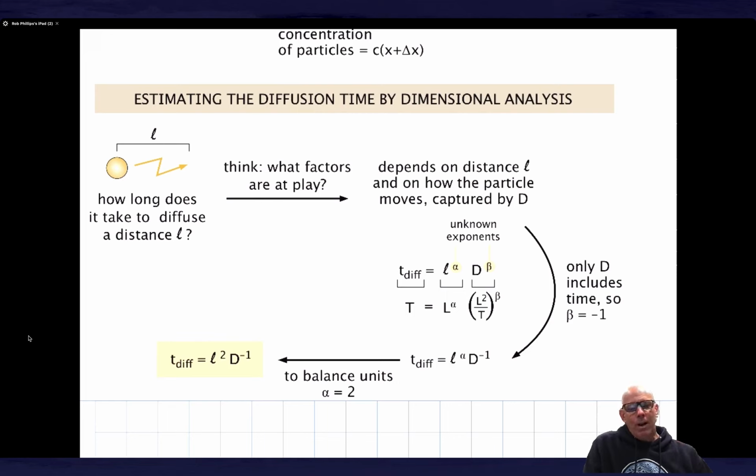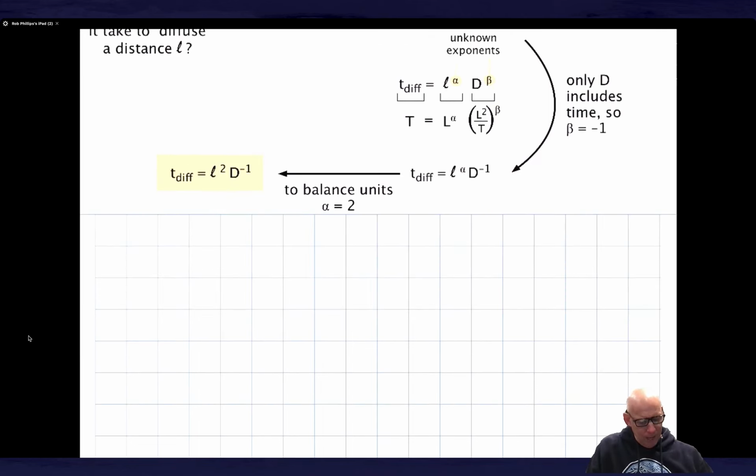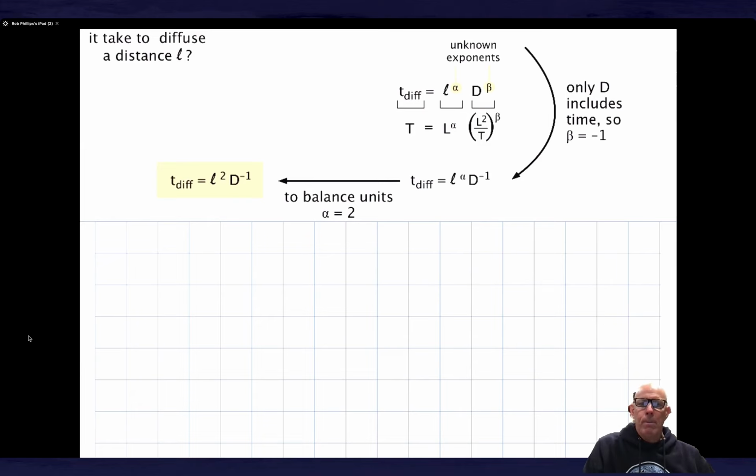Now we just have to figure out, well, how does it scale with L? The way to think about that is I don't want to have any lengths left. It's a time on the left-hand side, so I need to get rid of the lengths. And so that means that L has to come into the second power such that the L squared in the numerator will cancel off the L squared in the denominator due to the diffusion coefficient. So that's it. That's our first example of using dimensional analysis in order to obtain a scaling estimate for some quantity of interest, which in this case is the diffusion time.